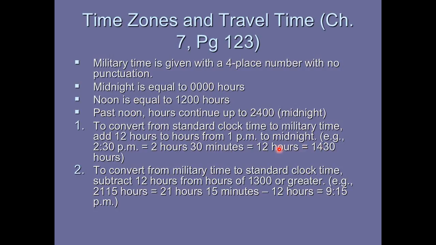So if we have to convert a standard clock time to military time, we add 12 hours to hours from 1 p.m. to midnight, if it is p.m. And to convert from military time to standard clock hours, we subtract 12 hours from hours of 1300 or greater. So for example, if it is 21 hour 15 minutes, we subtract 12 hours and make it this, and make sure we also put PM there in our standard time.